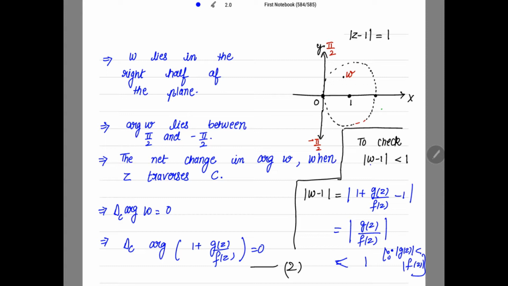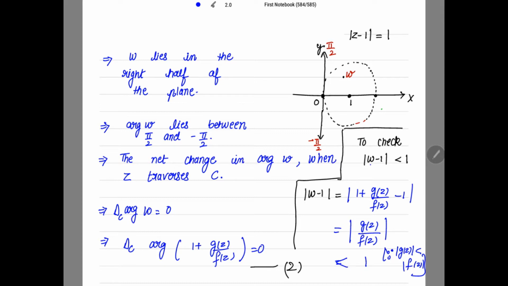Clear? Alright. Now do you notice that this w lies in the right half of the plane? This is your xy plane and this w lies in the right half of the plane. Suppose this is your pi by 2 and this is your minus pi by 2, because we are talking about the arguments. So if w lies inside the circle and also in the right half of the plane, then if we check the argument of w, that is the angle, this lies between pi by 2 and minus pi by 2.